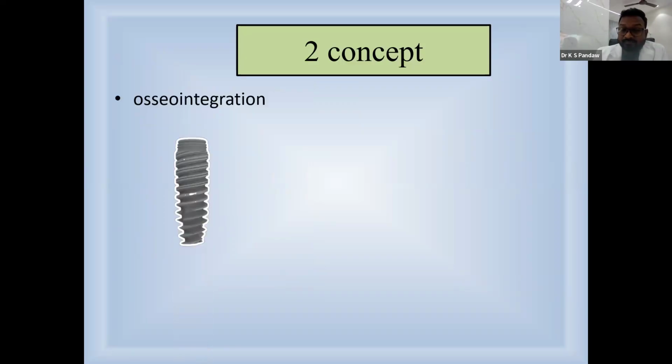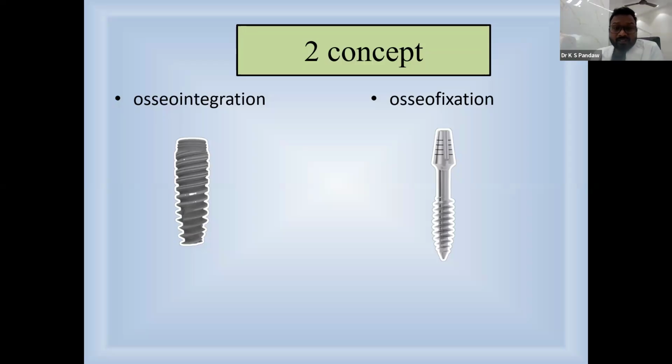So these are the two concepts. One is osseointegration: a conventional implant is based on osseointegration. And second is ossification in a corticobasal implant. So these are the two concepts. One is osseointegration for delayed placement, and one is ossification for immediate loading.